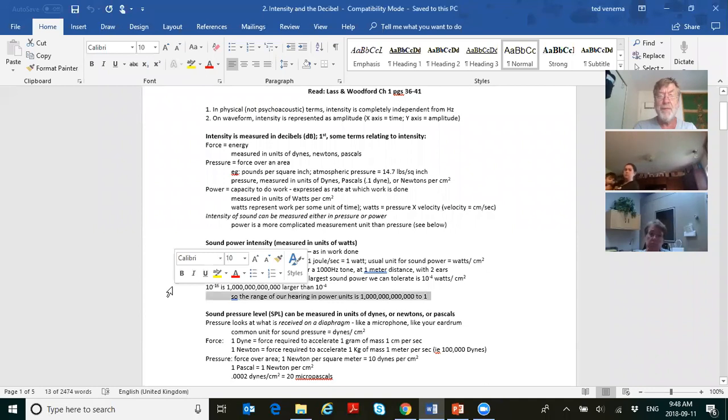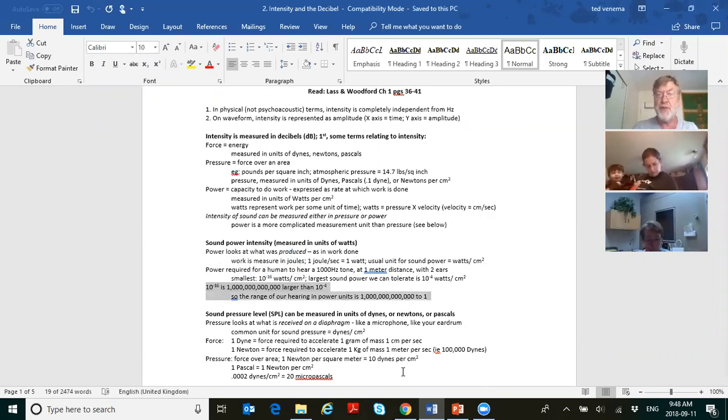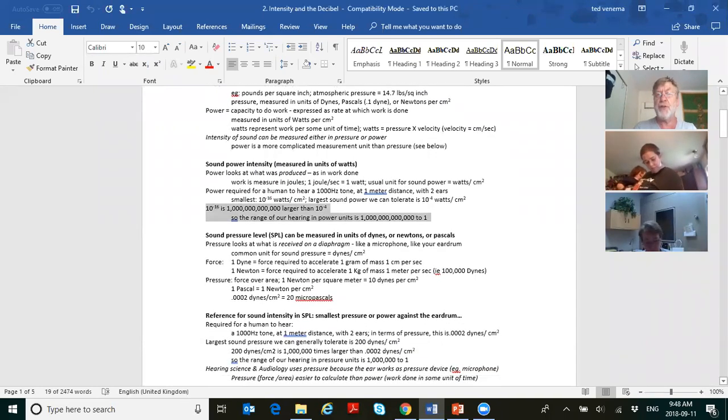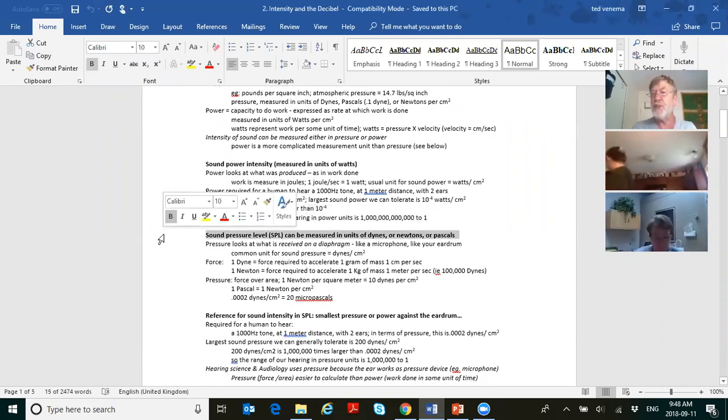Back to our notes. So you have it right here where I'm graying out. 10 to the minus 4 is 1,000,000,000,000 times larger than 10 to the minus 16. So the range of our hearing in power units is 1,000,000,000,000 to 1. Let's leave power alone and go to sound pressure instead. Let's look at pressure.